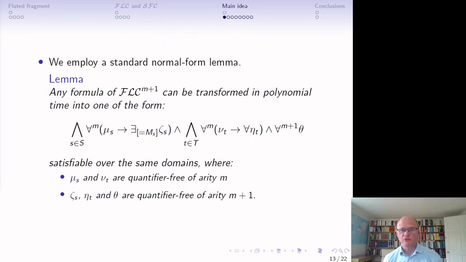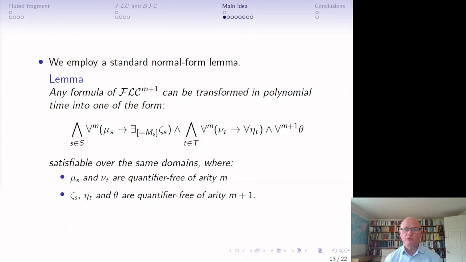We begin with the normal form lemma. Given a formula of the m+1 variable subfragment of fluted logic with counting, we can compute, in polynomial time, one of the form displayed here, satisfiable over the same domains. We're employing variable-free notation. Here, for all superscript m stands for a block of m universal quantifiers. The formulas mu s and nu t are quantifier-free fluted formulas of arity m, and zeta s, eta t, and theta are quantifier-free fluted formulas of arity m+1.